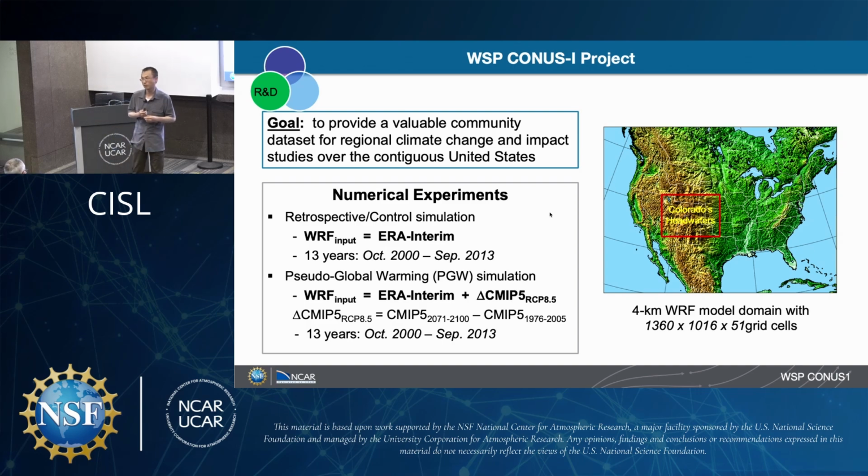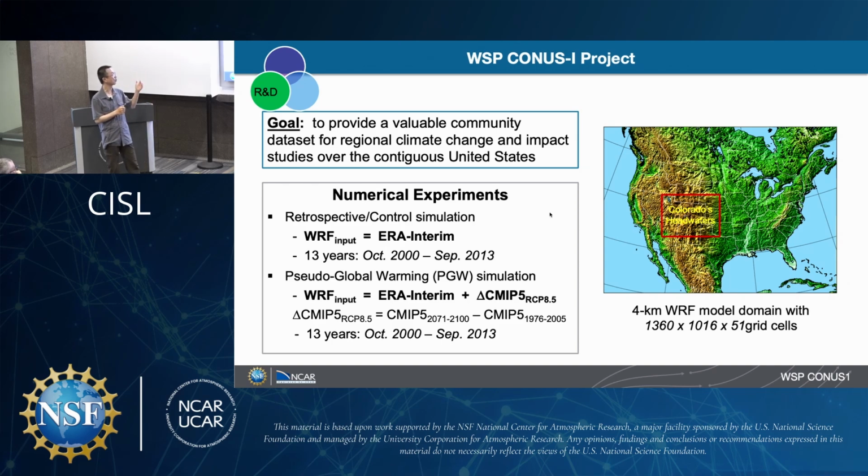confidence that this might work for the entire CONUS. Even though we don't know, we want to give it a shot and see what happens. But this time we're simulating a 13-year historical period and using ERA-Interim as our initial and boundary conditions.